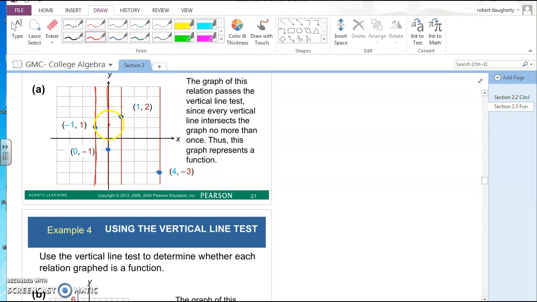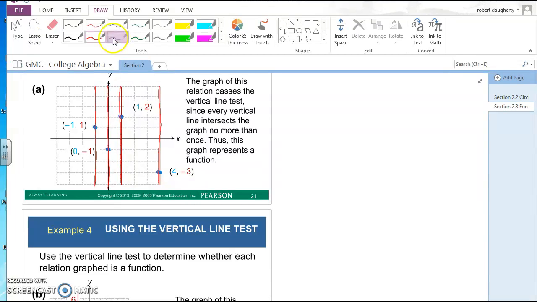If I draw a vertical line through each of these points, I only hit 1 point, okay? If I had hit 2 points, it would not be a function, okay? So when I draw vertical lines and I only intersect my relation 1 time, that makes this a function, okay?